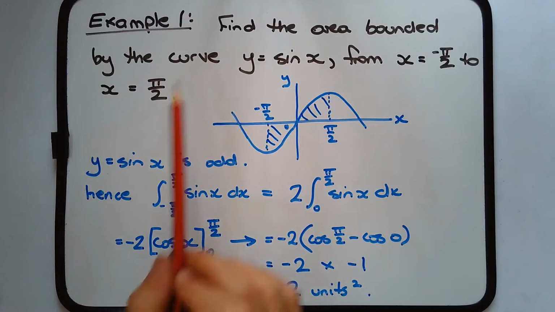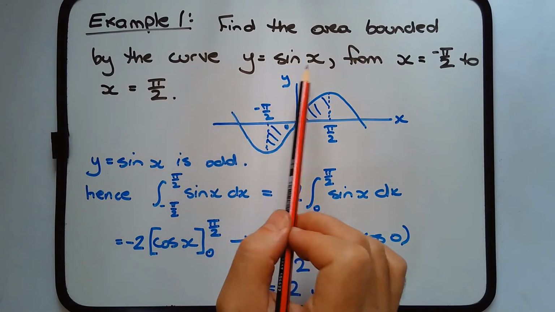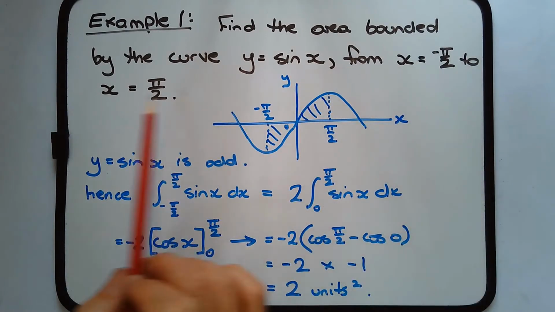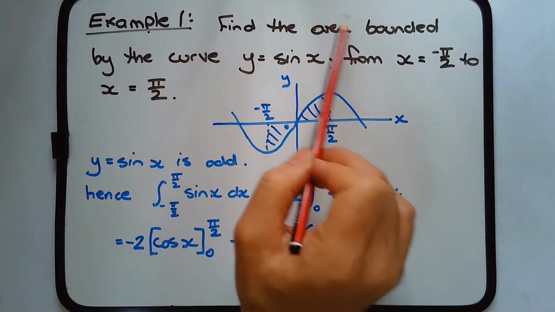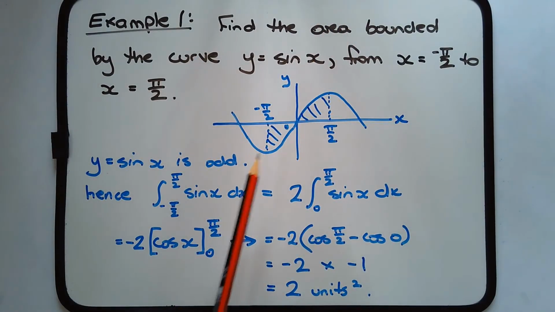Example 1. Find the area bounded by the curve y equals sine x from x equals negative pi over 2 to x equals pi over 2. Now firstly, we're finding the area bounded by the curve, which means that any negative areas or areas under the x-axis will need to be made positive or considered positive.